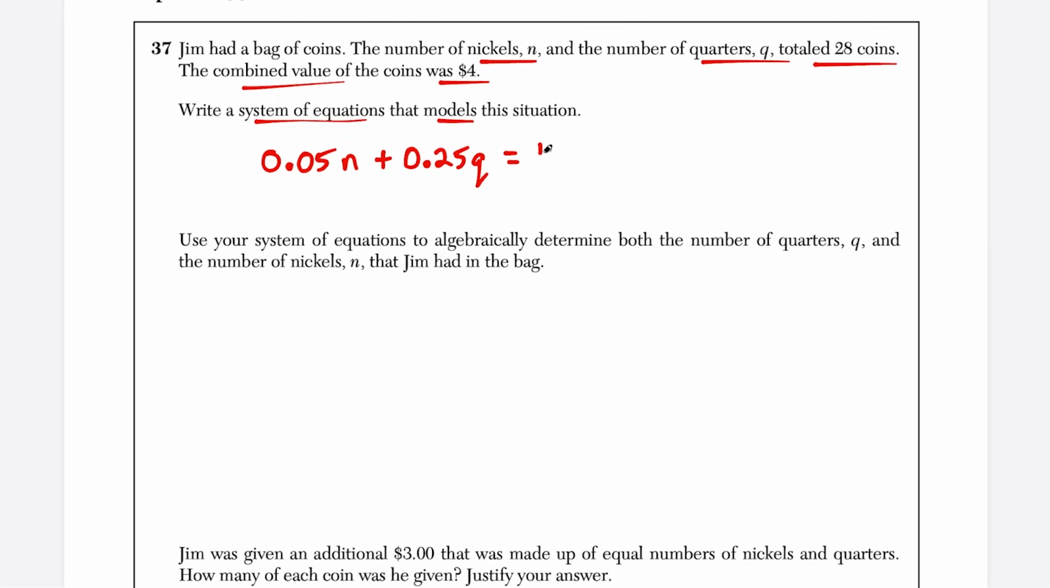Okay, but they're telling us that the combined value of the coins is $4. So that's 4.00 like this. I'm just writing it in money terms. But they also tell us that the total number of coins is 28. So the number of nickels plus the number of quarters is equal to 28. This is the system of equations that would model this situation.